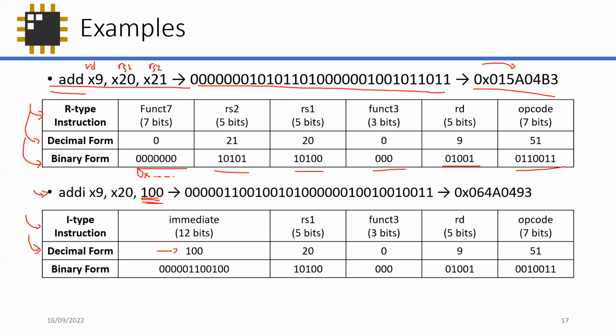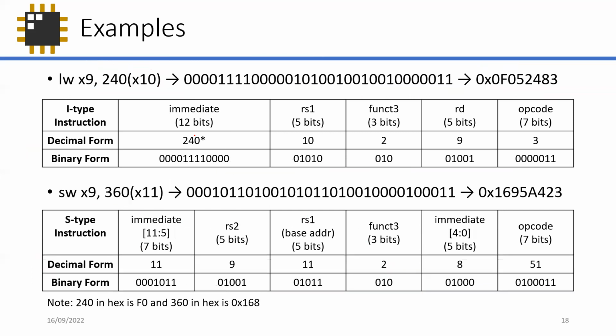And then, so the immediate is 100, RS1 is 20, func based on the spec sheet, destination 9, opcode is 51, and then fill in all the details, and then write the hex code. That's it, right? Load word, same thing. The load word is 240.